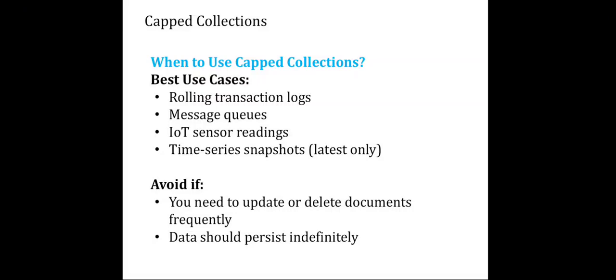So when to use capped collections? Let us see where capped collections are commonly used. They are best suited for applications that continuously generate new data while only the latest information is important. Examples include rolling transaction logs, application and server logs, monitoring systems, event streams, IoT sensor readings, message queues, and time series snapshots where only the latest readings are required.